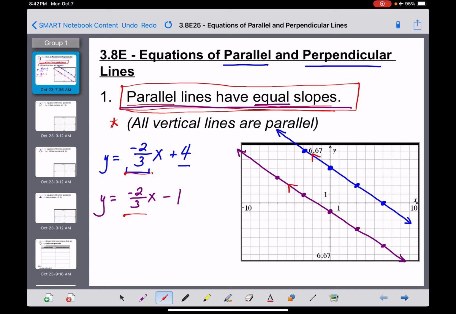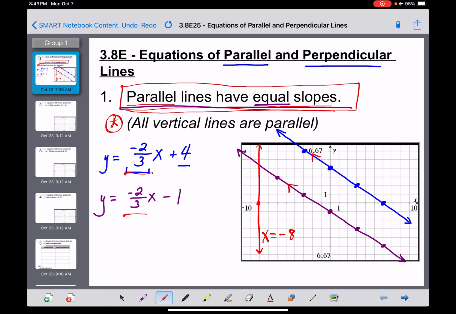Now, the one thing I said I would come back to is this concept right here. All vertical lines are parallel. That's one that people usually look at and go, okay, that's obvious. Why is he pointing that out? Like, for example, if I were to draw a vertical line over here, that has an x-intercept of negative 8, so this is the line x equals negative 8.